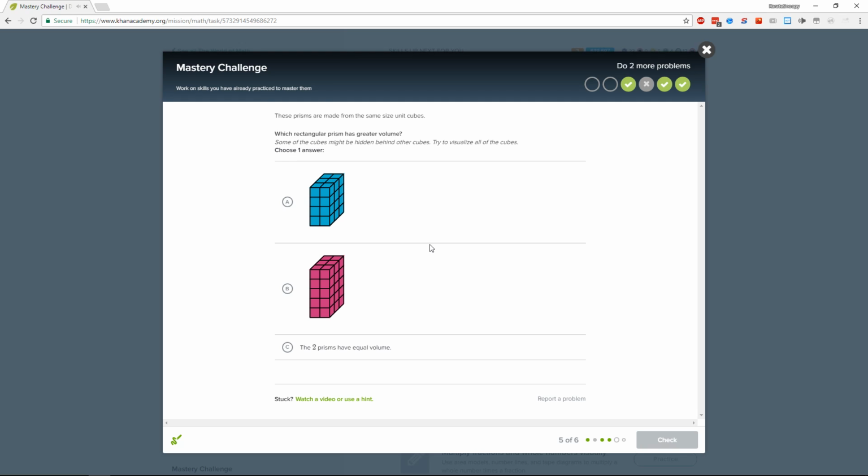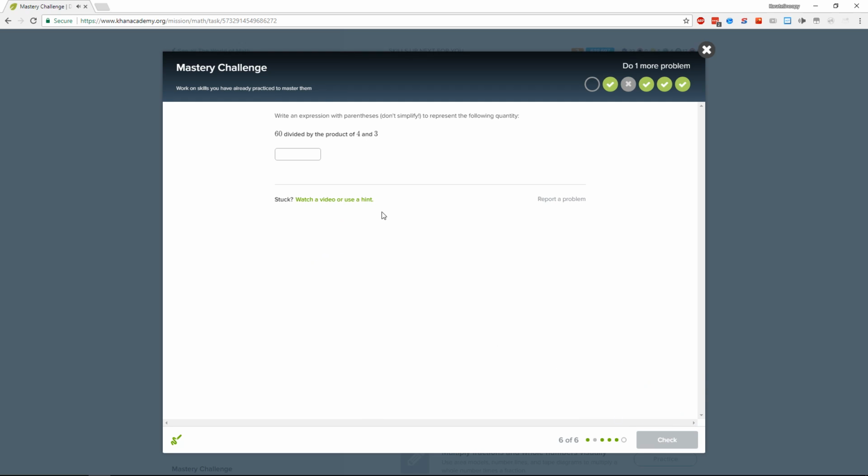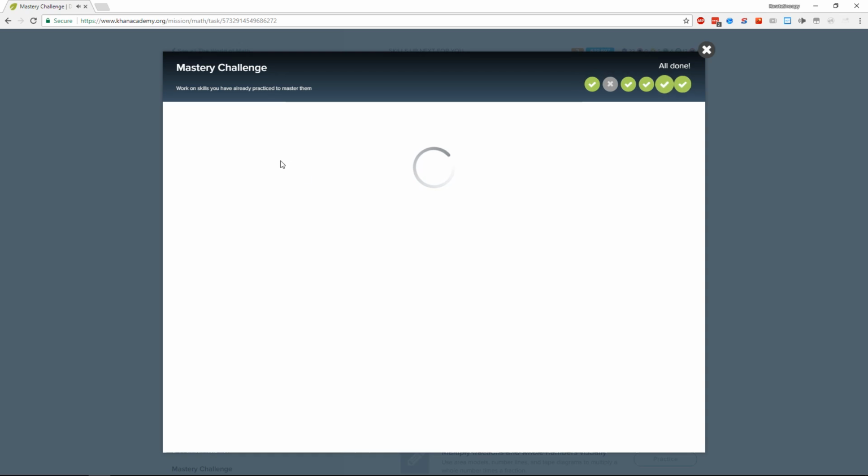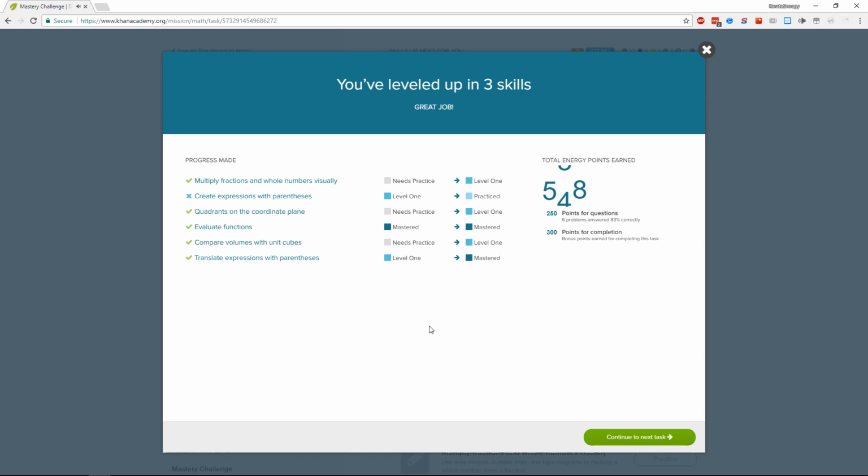Prisms, same size. Which has greater volume? Let's see, 3 times 4 looks like 12. 3 times 5. B has more. Write an expression: 60 divided by the product of 3 and 4. 4 and 3. Right.